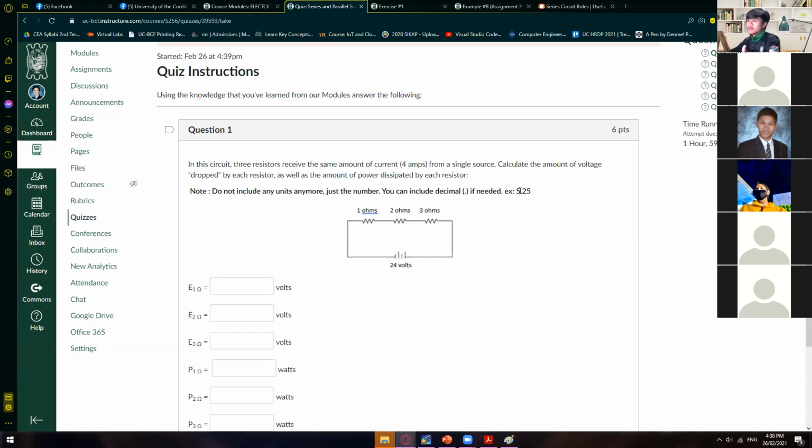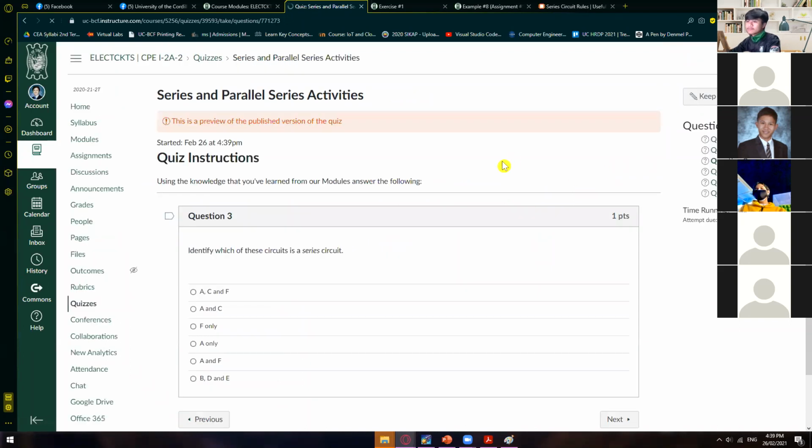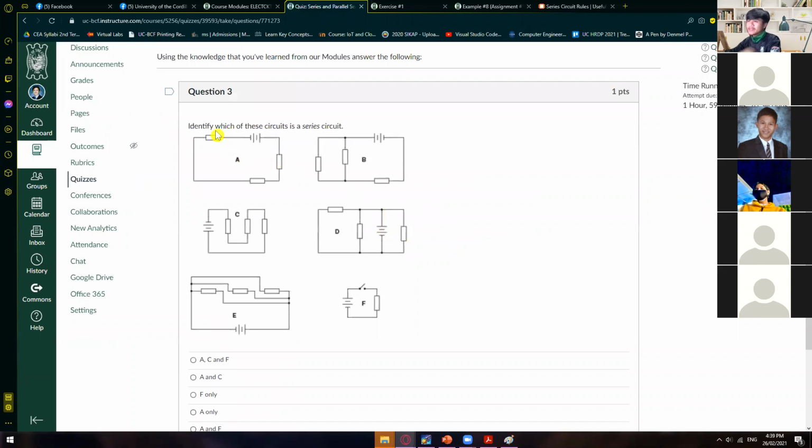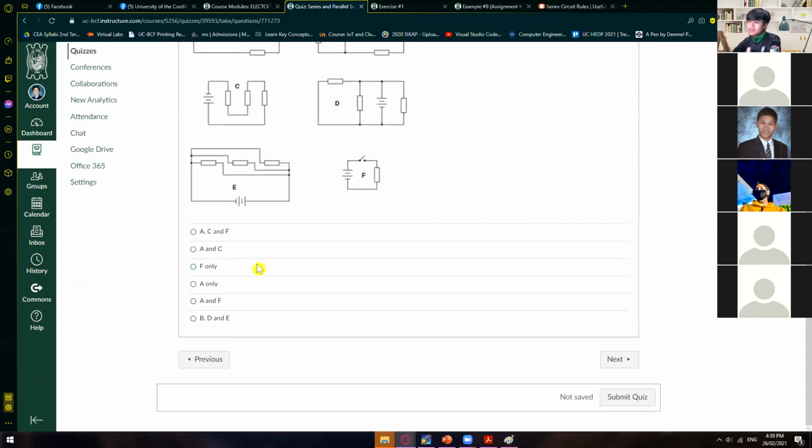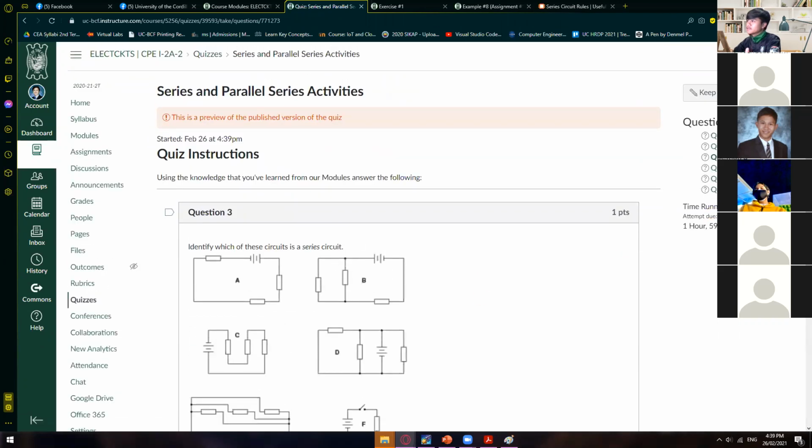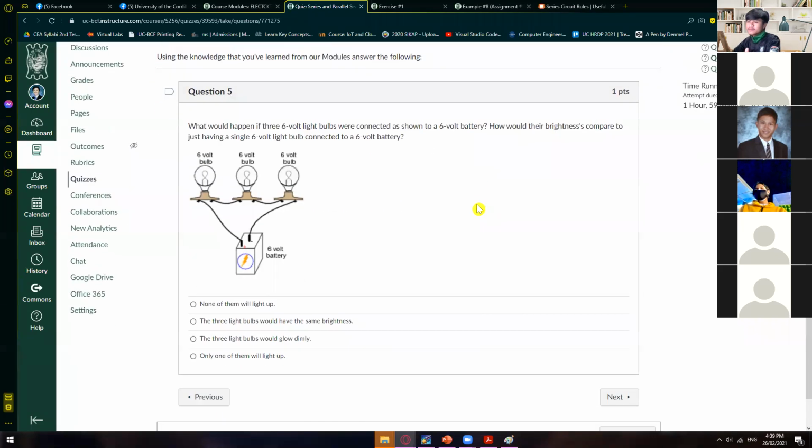For example, if you have this answer, 5.26666, then just make that one 5.27. So up to 2 decimals only. And yeah, just identify which of these circuits is a CLS circuit, and you have here the choices. And then we have here some situational questions, wherein what would happen if 3 6-volt light bulbs were connected as shown to a 6-volt battery. So just choose your answer here.